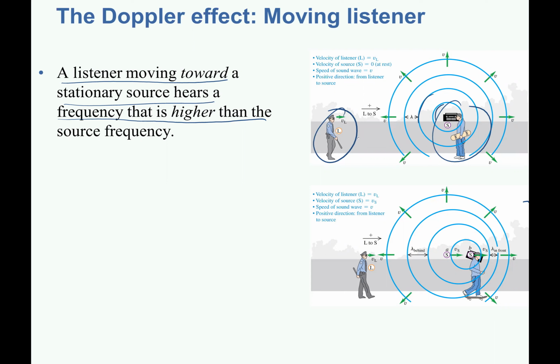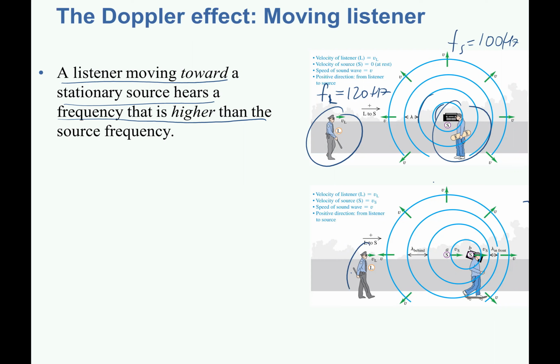That means, for example, if the source frequency is 100 hertz and the listener is stationary, he will also hear 100 hertz. But if the listener is moving toward the source, the frequency for the listener will be maybe 120 hertz. So there will be a slight increase in the frequency that the listener will hear.